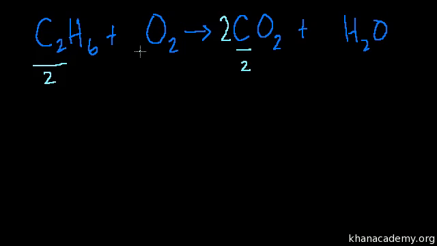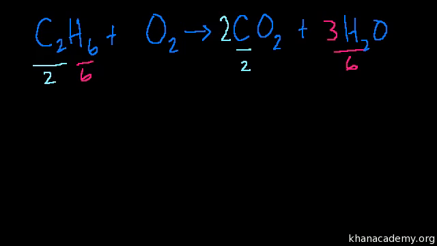Fair enough. And remember, I'm going to worry about the oxygen last. This one's actually not too different than the last problem. I have 6 hydrogens here. I only have 2 hydrogens in the water. So let me have 3 water molecules. And now I've balanced out the hydrogens. I have 6 hydrogens on both sides of the equation.